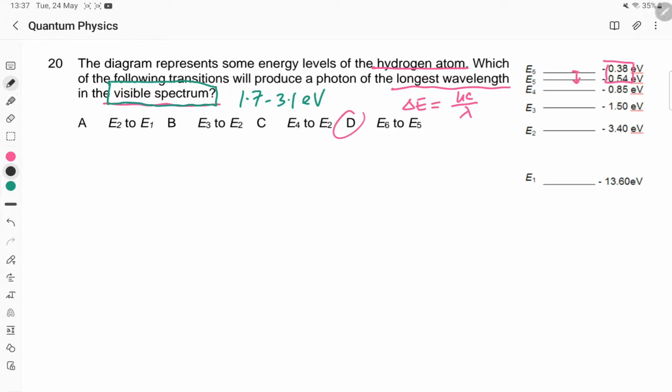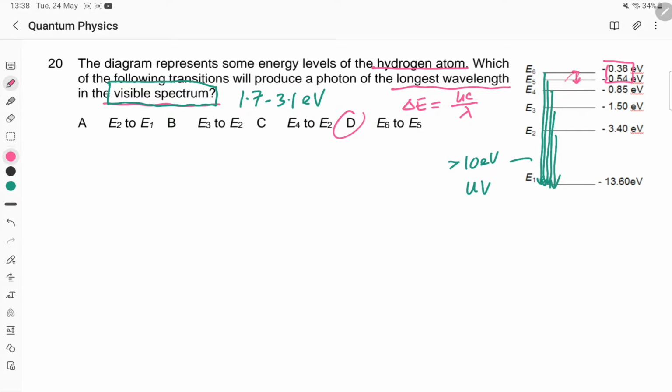This is to say that, for example, all the transitions landing on level 1, look at level 1, it is minus 13.6. All these transitions going to level 1 are all around 10 eV or more. So these are all the same part of the EM spectrum, all UV.